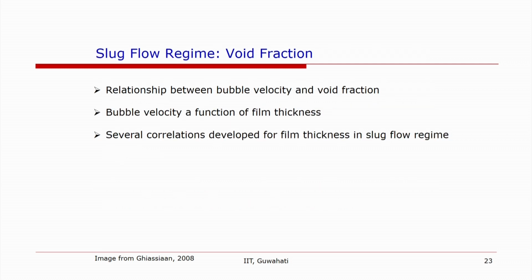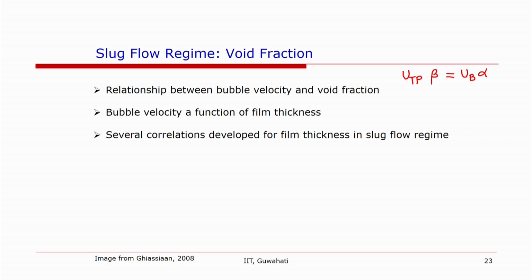Now for the slug flow regimes, one can write a correlation between UTP. We have already seen it when we discussed slug flow or Taylor flow. So one can write a relationship between the bubble velocity UB into alpha, that is equal to UTP into beta.